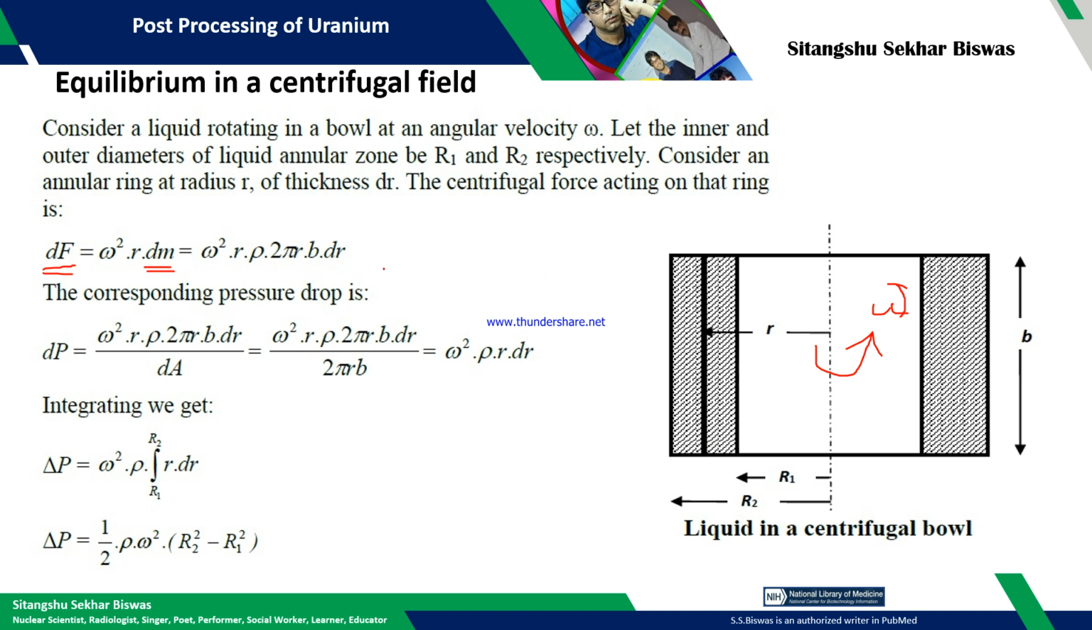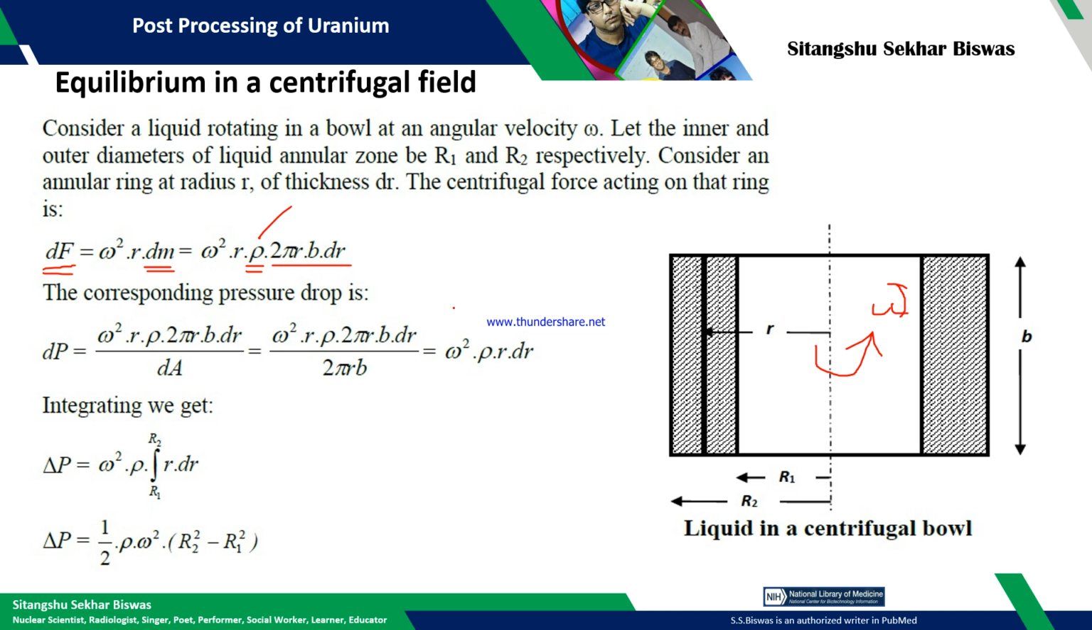The mass is basically the volume times the density. This is the density, and the volume is 2 pi r, the circular periphery of the cylinder, times b, the height, times dr, the width. So this is the volume and this is the density, so it is the mass.